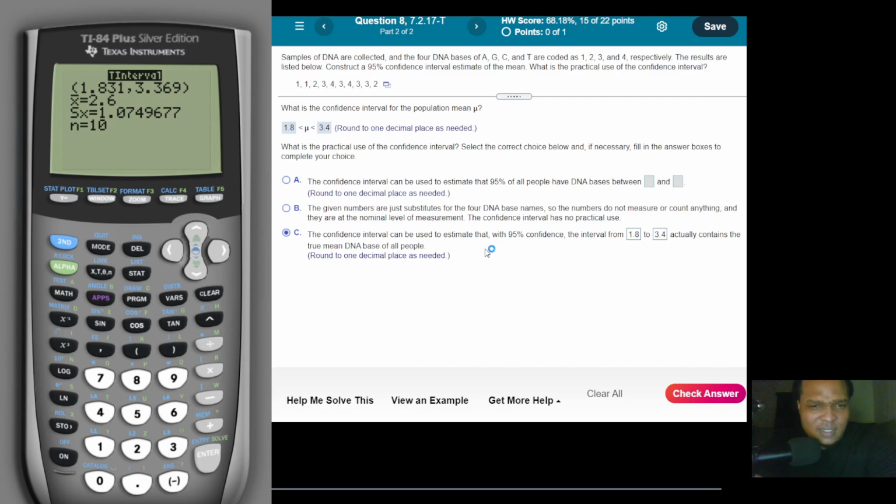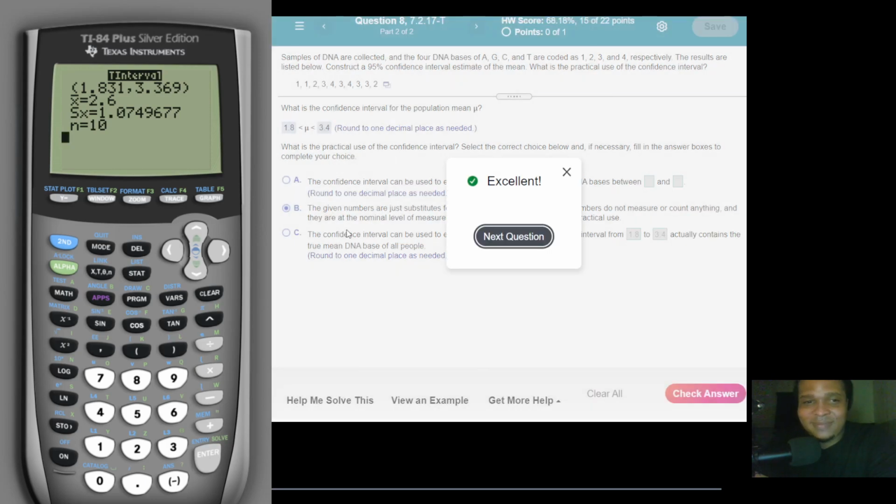So it's not that? What is the practical use of confidence intervals? Oh, this doesn't measure anything. These are for DNA. These are DNA bases. They have no true value. It's almost like numbers on a jersey. They don't really represent anything.